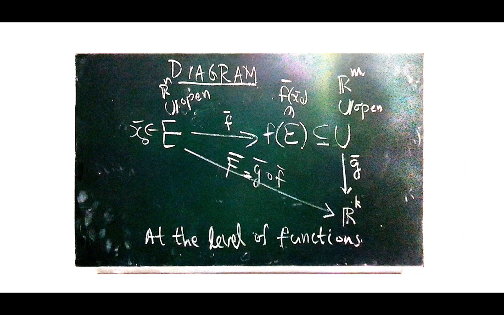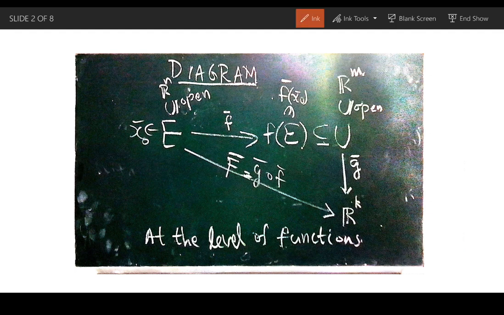Before that, let us go to a diagrammatic representation. So f is a mapping of E into Rm, where E is an open subset of Rn. And look at the image f of E. It is contained in the open subset U of Rm, and on that U your function g is defined. So g composite f makes sense. Call it capital F. This is at the level of the given functions small f, small g and capital F. So this diagram, I think it is clear to you.